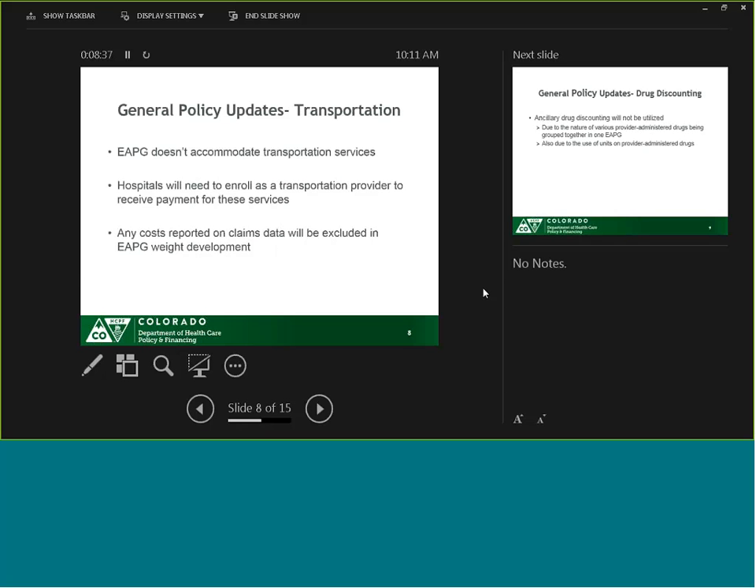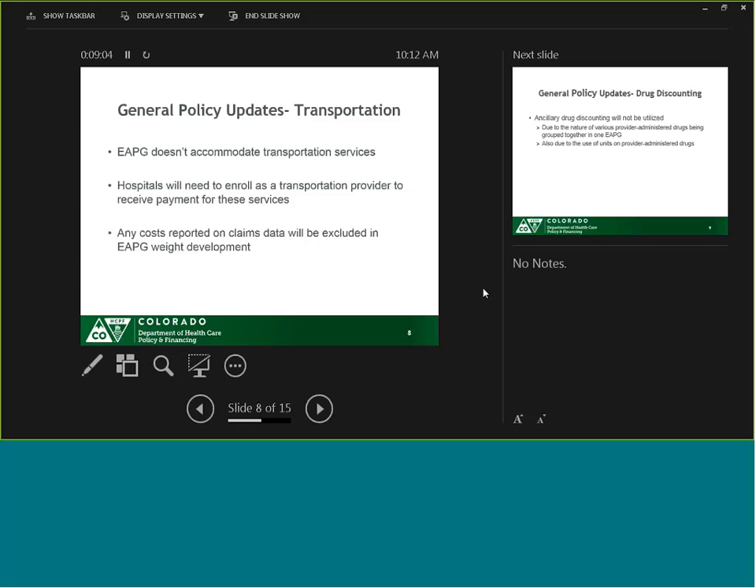Next topic is something that hadn't been discussed in the policy decisions document last time, which is transportation. The main reason we want to touch on it is just to emphasize that the EAPG grouper does not accommodate transportation services in any way. There are no EAPGs that even know what to do with those procedure codes that go to 999. In addition, they shouldn't be getting billed on outpatient claims.